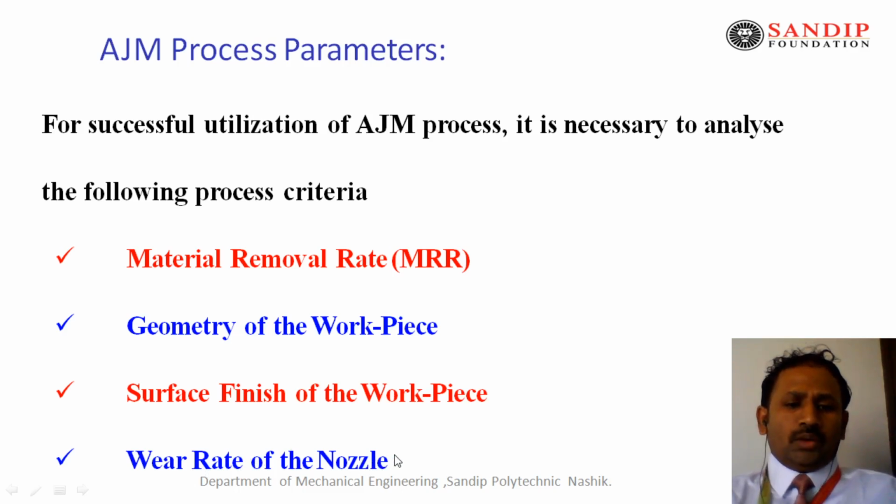In the wear rate of the nozzle, because in the nozzle pressure energy is converted into a high jet of kinetic energy, the nozzle should be a strong material, because in this hose the material passing is gas plus abrasive. So that's why the nozzle material should be like tungsten or sapphire nozzle. So that's why your wear rate should be low. So these are the process parameters of the abrasive jet machining process.